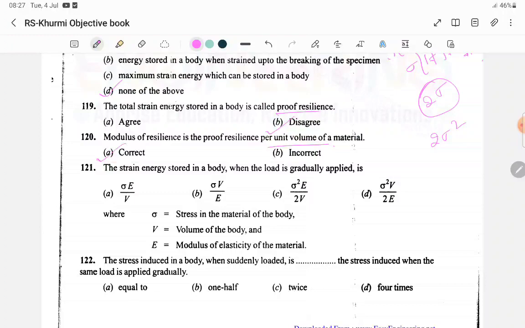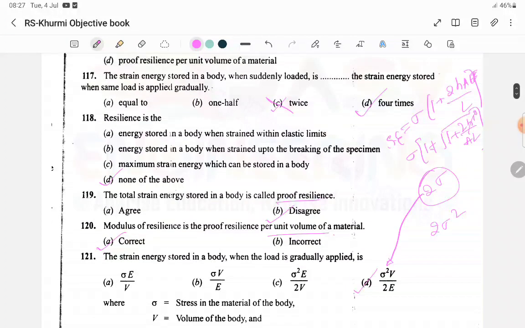Strain energy stored in the body is sigma square by E into 2V, so that is sigma square V by 2E. So that is 121 is C. Sigma square, 121 is D. So that's why in the previous question, in place of sigma, you apply 2 sigma, so you get 4 sigma square, so that's why 4 times.